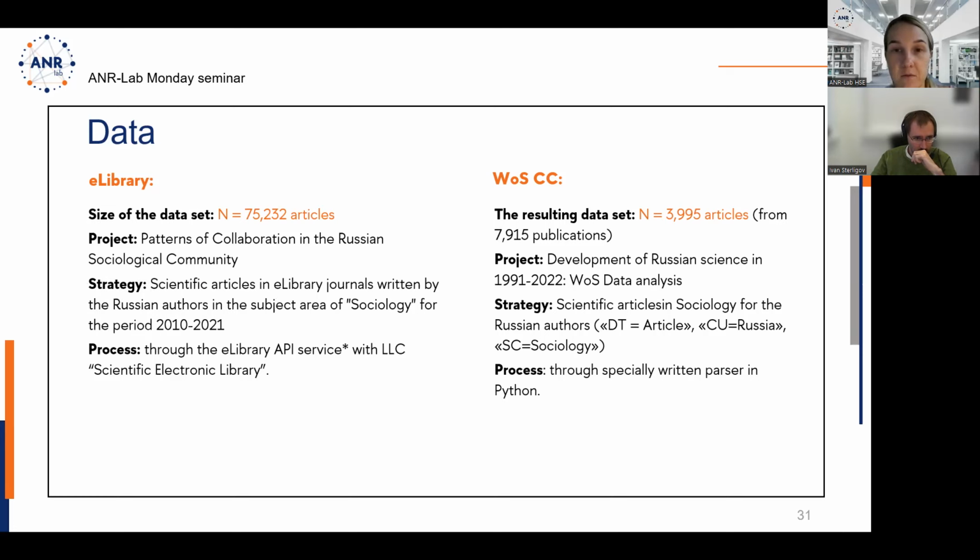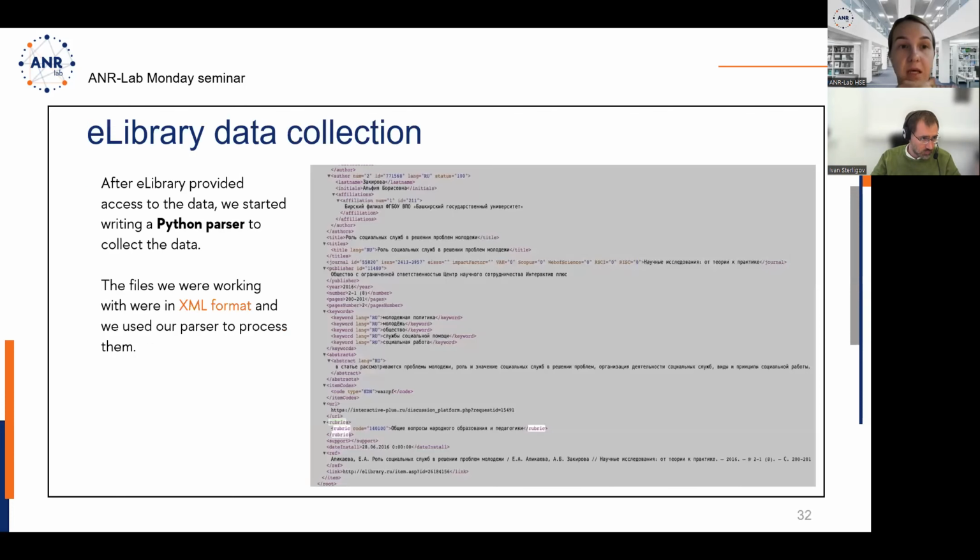And as for Web of Science, the strategy was that our colleague was searching for scientific articles in sociology for the Russian authors. He used these fields: article, Russia, and sociology. And of course, he used a specially written parser in Python to collect data. But as I said, if you have a smaller data set, it was even possible to collect the data just manually from Web of Science.